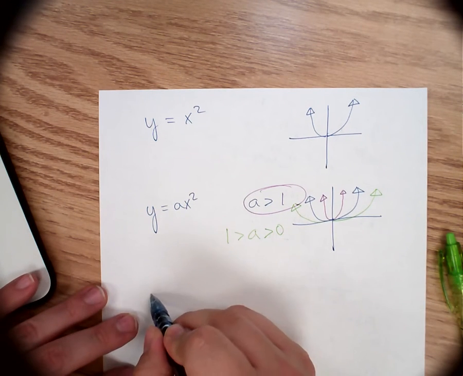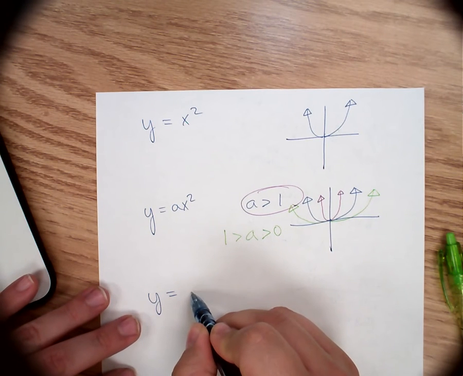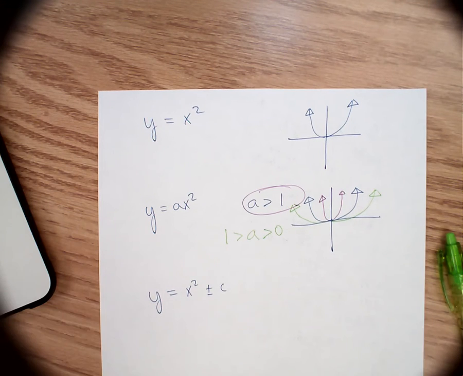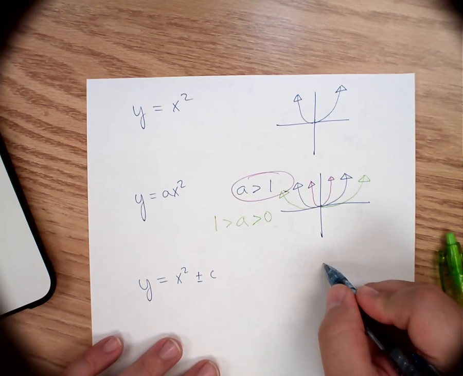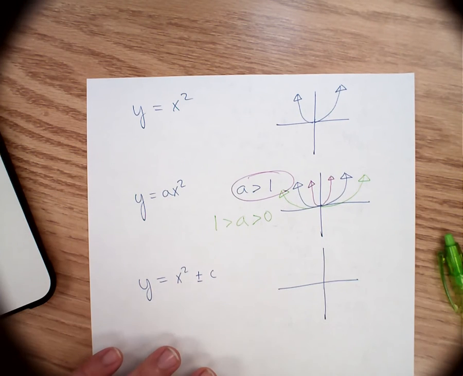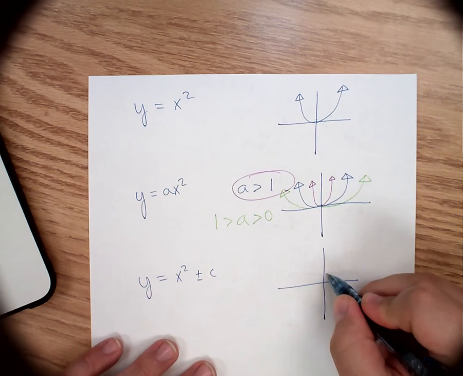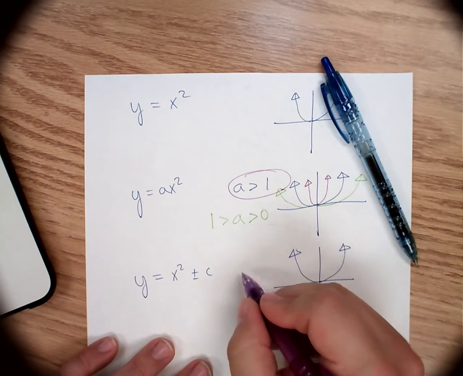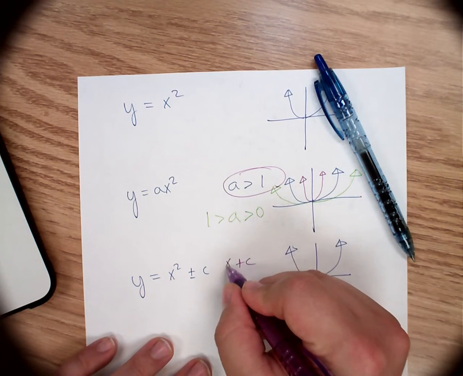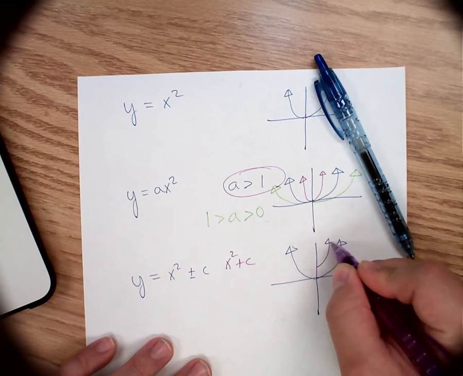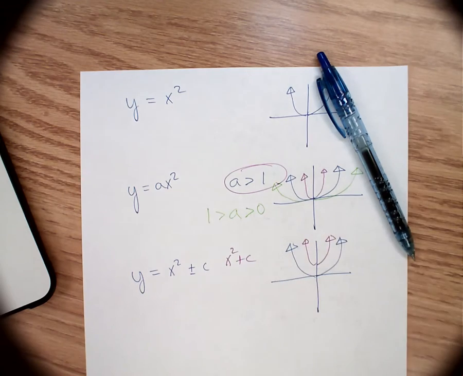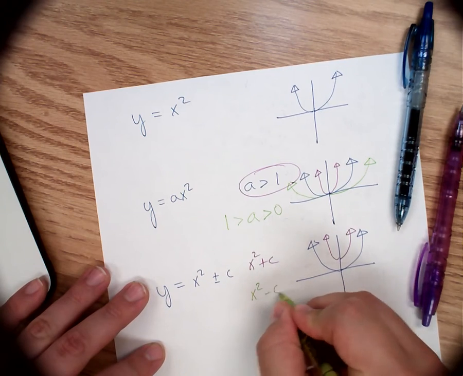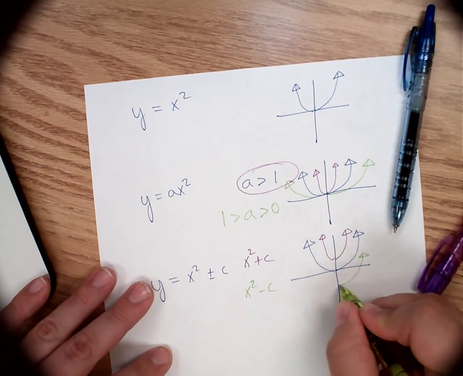So now, let's say I have instead a value that's added or subtracted there as a constant. That's going to move our values for our parent graph up or down. So let's say we add c instead. So it's just x squared plus c. It goes up whatever that value is. If it was minus, it would just move down. Okay, so if we had x squared minus c, it would move down.